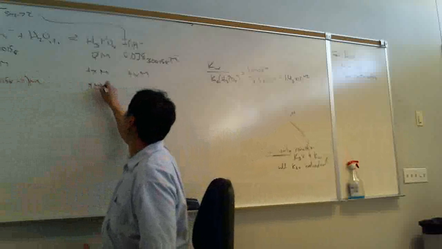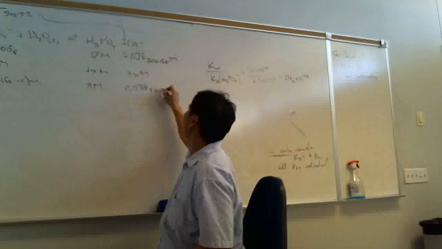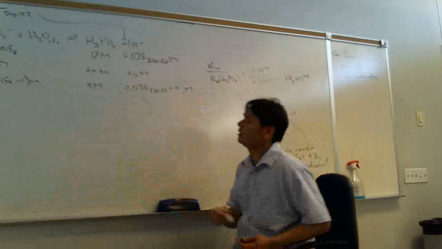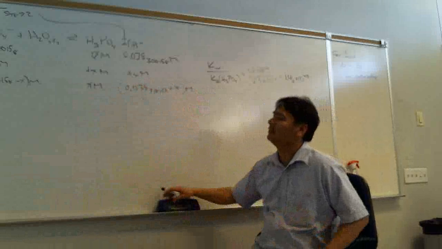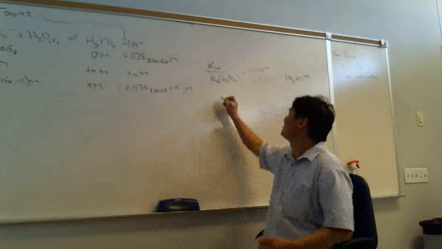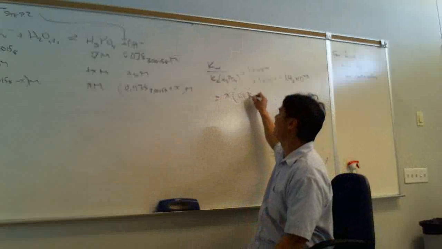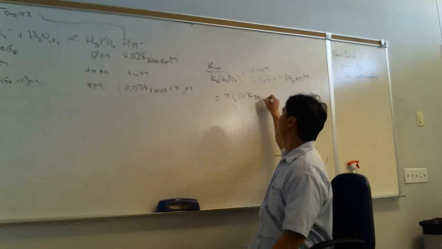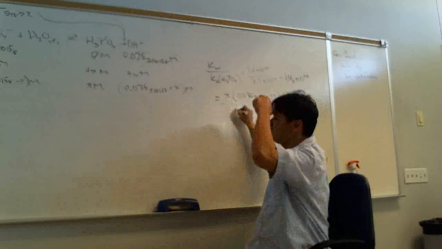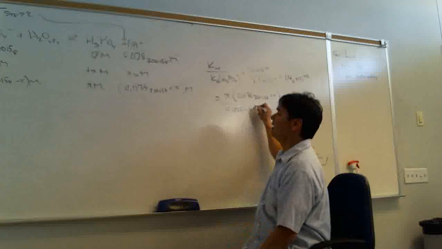This is going to be x molar. This is 0.038300158 plus x. I don't have to carry that many digits, but I'm just carrying it to keep track. We plug it in here to see how it comes out. That's going to be x times 0.038300158 plus x divided by 1.58 times 10 to the negative 7 minus x.